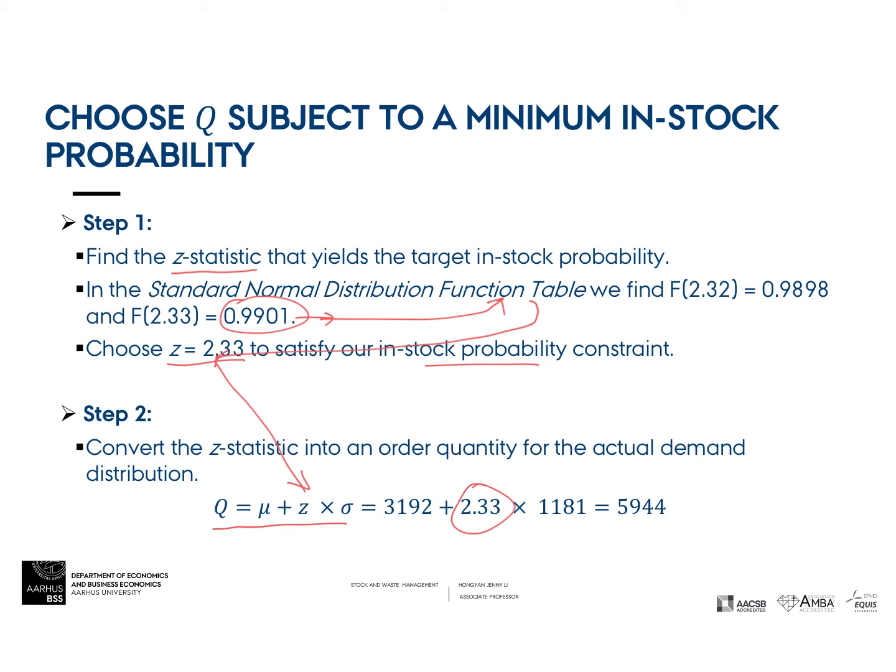If you remember, the profit maximizing order quantity is 4,196 units. Now, in order to reach 99% in-stock probability, you can see you need to order 5,944 units. Now the question is, would you really like to order so many units? And what is the expected leftover? That's important for you to make a final decision.